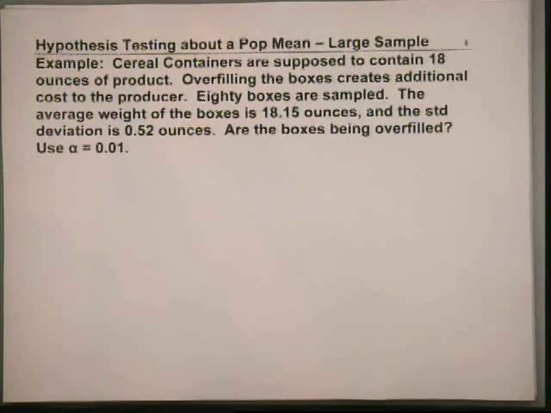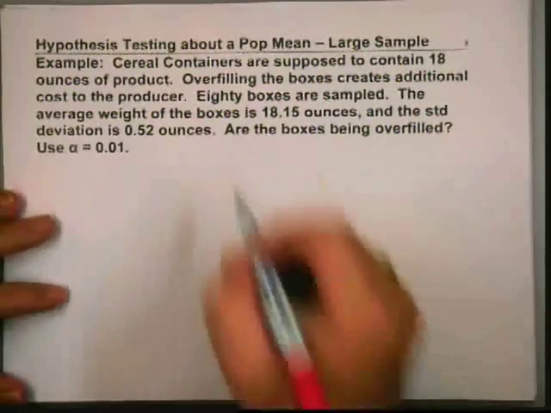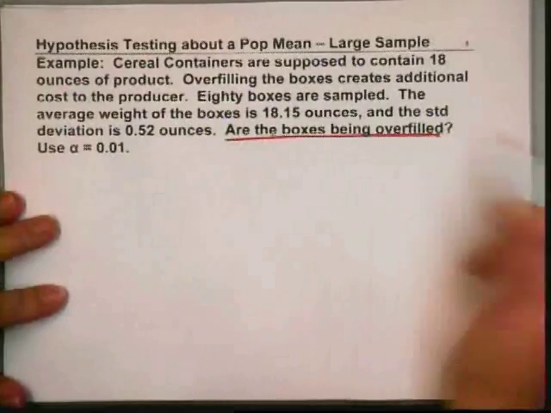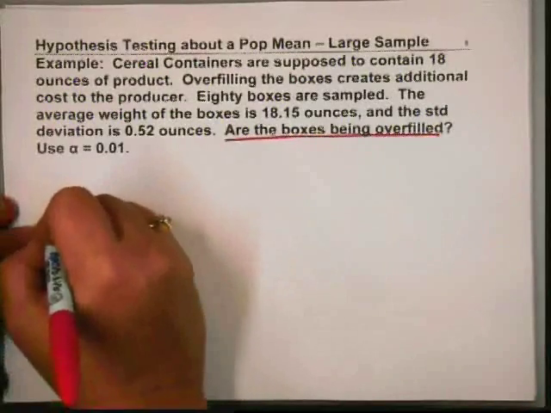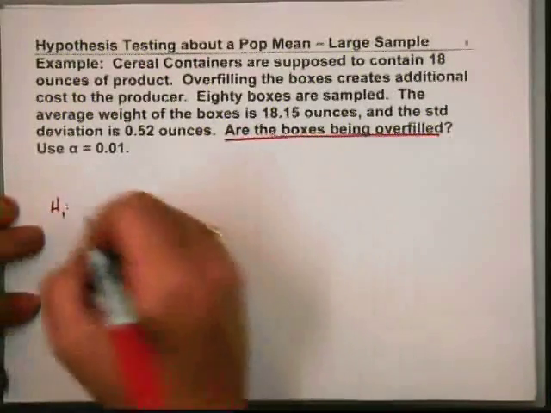What's our null hypothesis? Oftentimes when we look at problems, the alternative hypothesis, the research question, is actually easier to find. So here we're looking right here: are the boxes being overfilled? That's our research question. We're assuming everything's okay, but the research question is that the boxes are being overfilled.